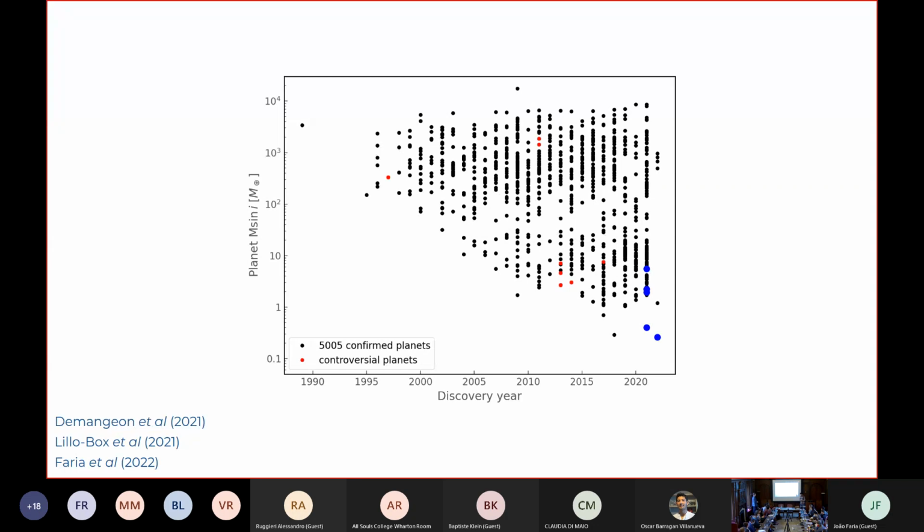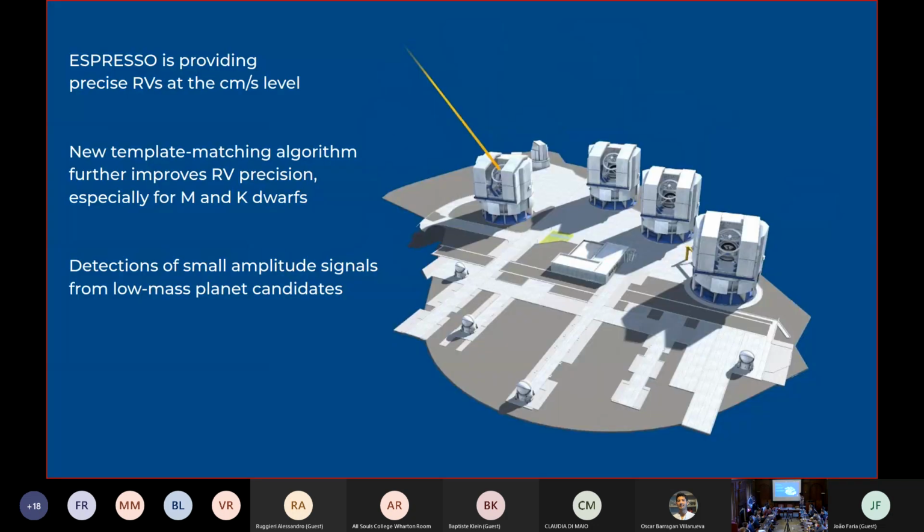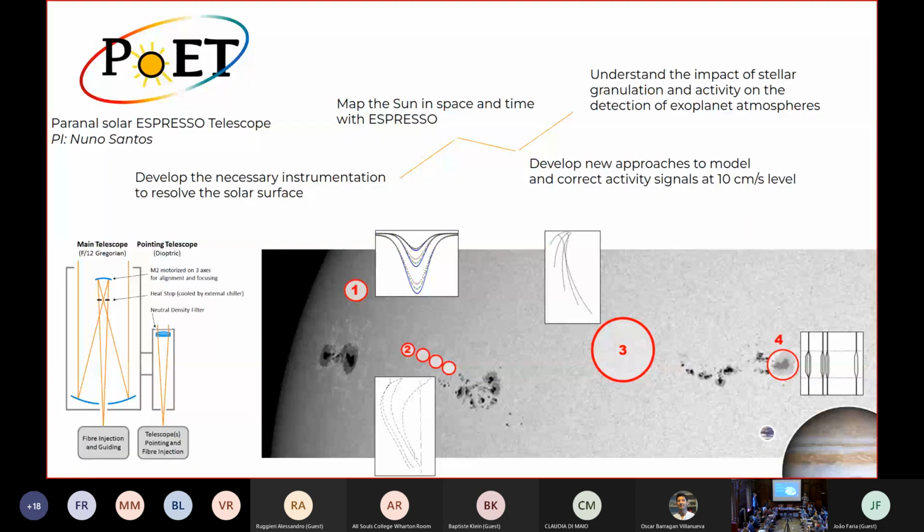And then just to finish, I will very quickly mention this project that we have been thinking about and trying to put into practice, which is to, guess what, observe even closer stars than Proxima and actually point ESPRESSO to the sun. With POET, the Parallel Solar ESPRESSO Telescope, what we are trying to do is not only to get sun-as-a-star observations, but also to actually resolve the surface of the sun. So in terms of spectra with ESPRESSO, in terms of time with continuous observations, and in terms of space with different fibers fixed on different active regions within the sun.